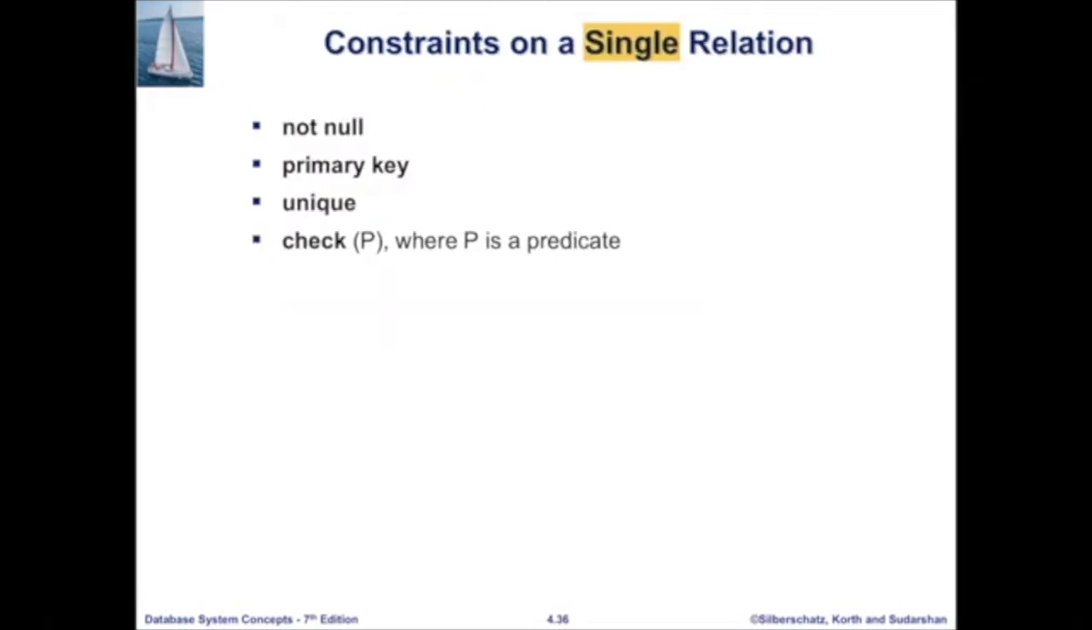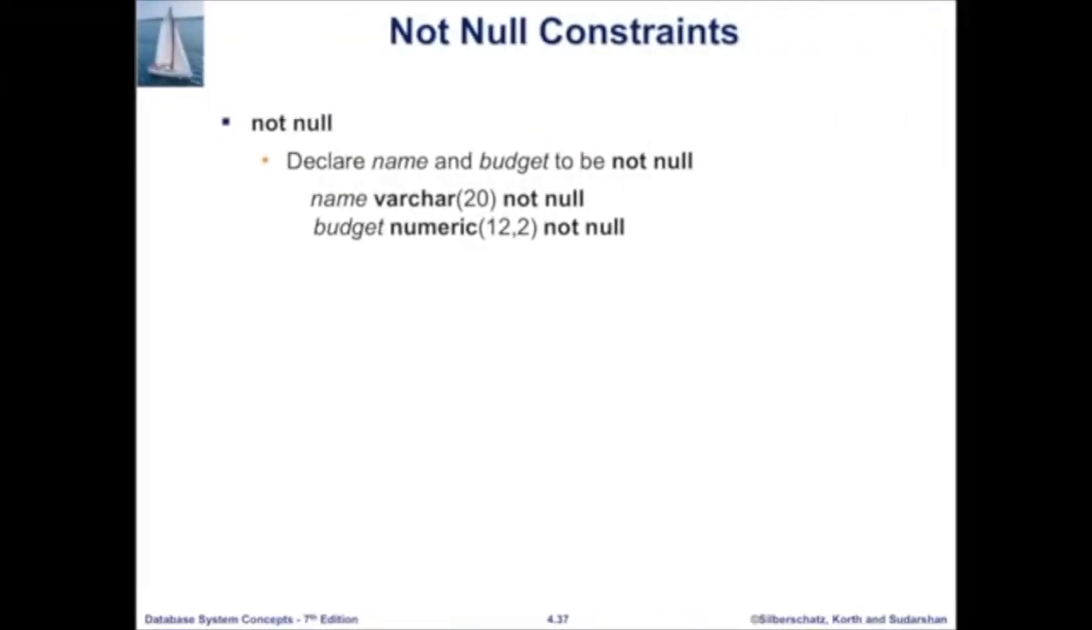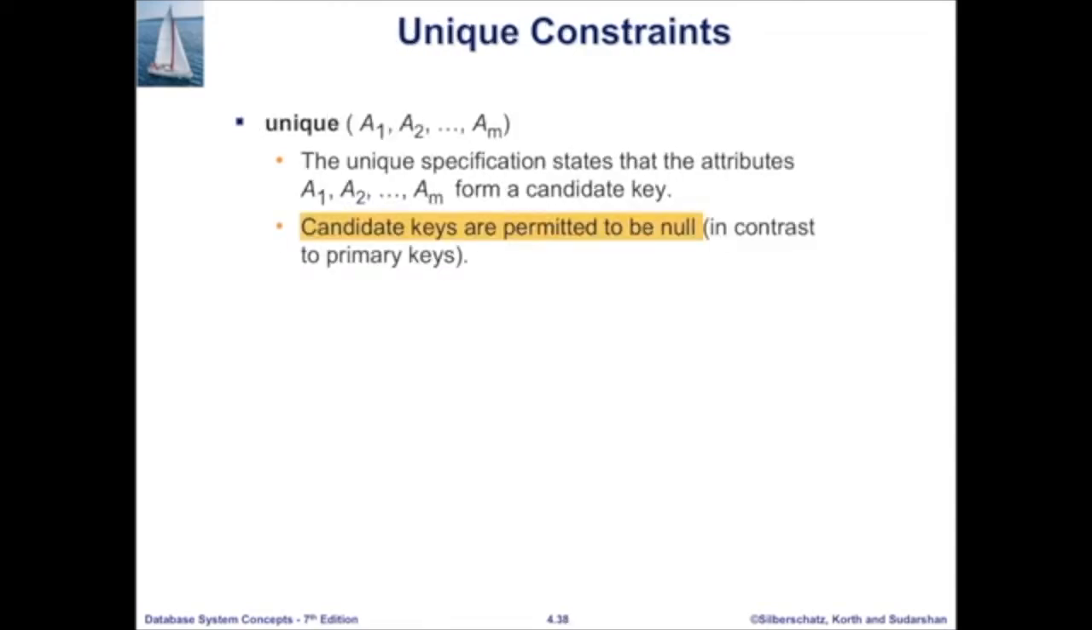Okay, so here are some of the examples of constraints that are applied on a single relation, so on a single table only. We are already familiar with not null, primary key, and then we are already familiar with the concept of unique, although the unique here is used for the constraint. And then we also have a new statement, which is the check statement given some predicate P. You can say that a particular attribute is not null during the creation of the table.